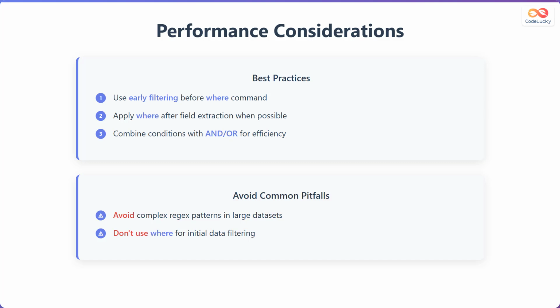Common pitfalls to avoid include using complex regular expression patterns on large datasets, which can significantly slow performance. Never use the where command for initial data filtering, as search time filters are much more efficient for that purpose. Instead, use the where command for its intended purpose of post-processing refinement and complex logical analysis.